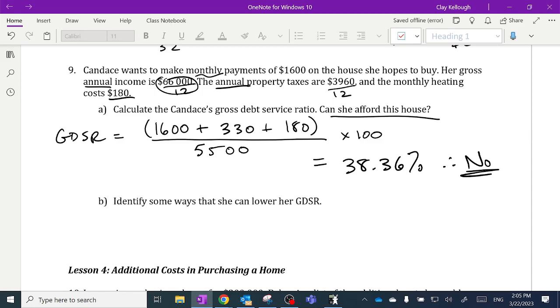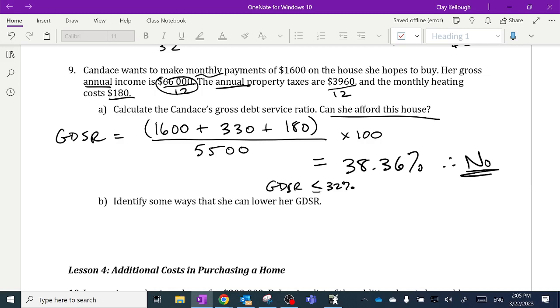If I asked you why do they get no? Because what does this number have to be again? That's right. GDSR has to be less than 32%. And it's not. Actually, I guess it could be equal. Less than or equal to 32%. And the answer is no.